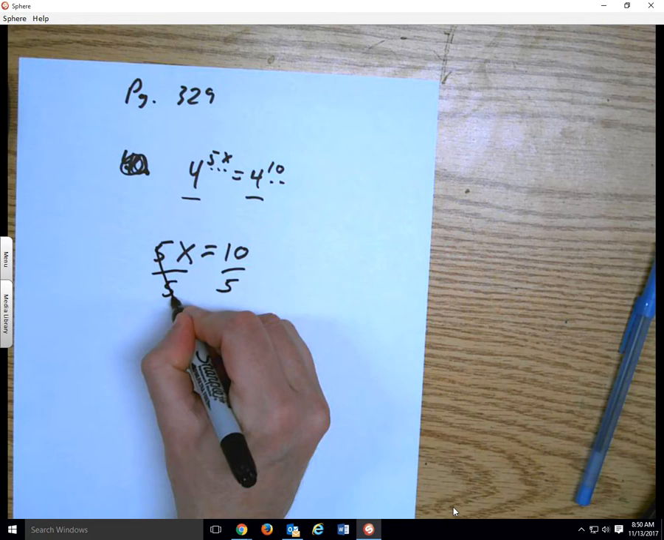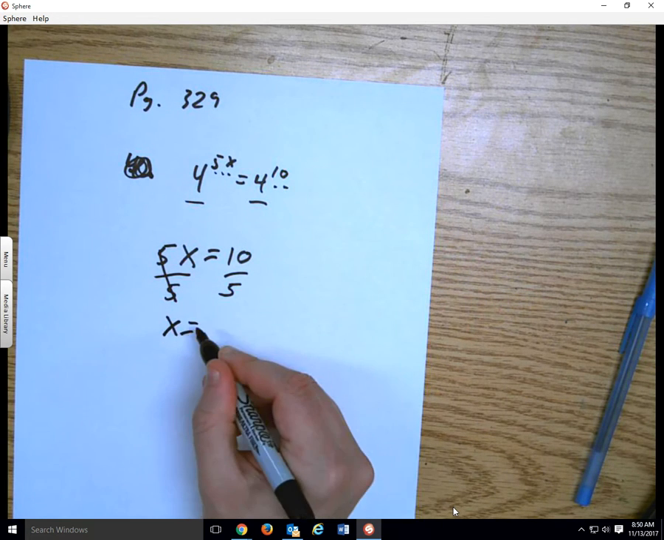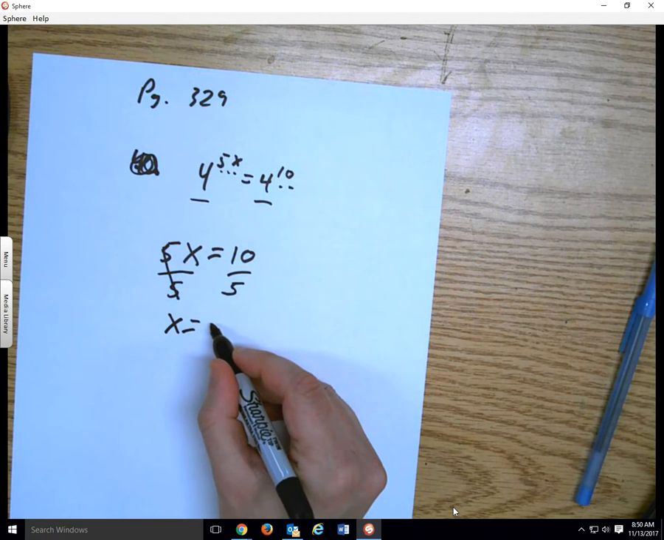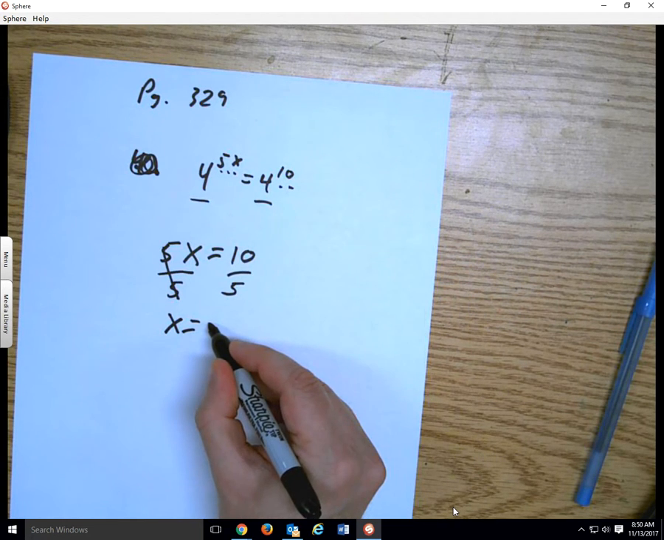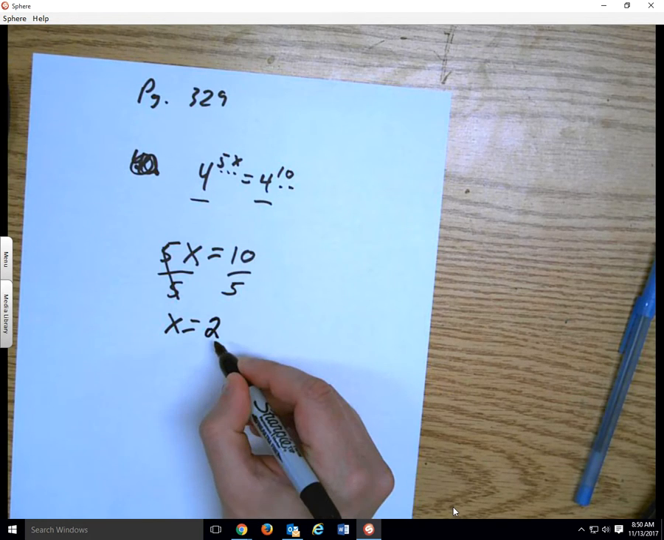So what would the answer be? X would equal 10 divided by 5. So x would equal 2.